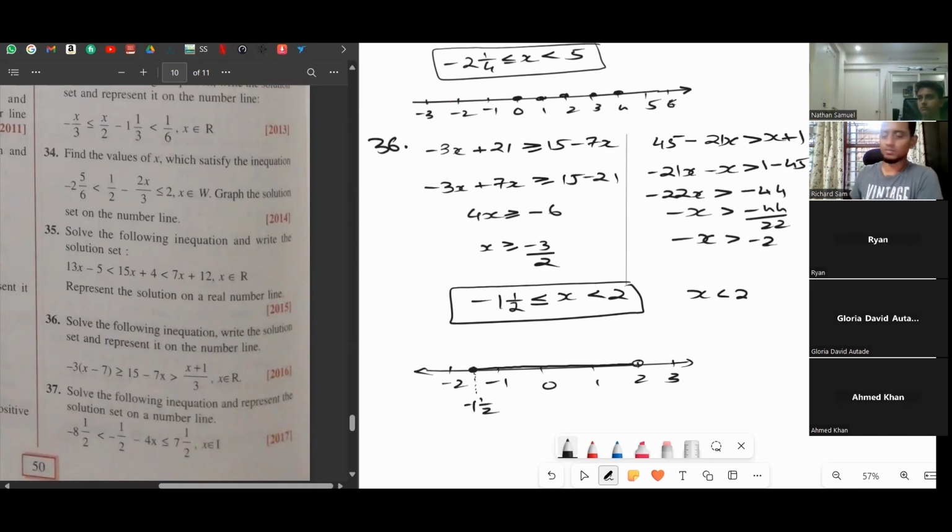Everyone clear on this? 1 upon 2 on the number line, where will it come? Between 1 and 2. 1 upon 2 is between 1 and 2. So between 1 and 2, you will draw the dot and that's where it is.